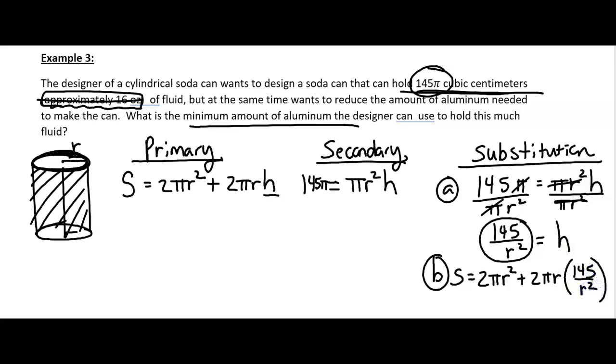All right. And we could probably simplify that a little bit. So, for instance, we could do 2 times 145, and we can also probably just put the pi on the top as well. And then this r will cancel one of the r's off the bottom. And so that leaves me with the following then.